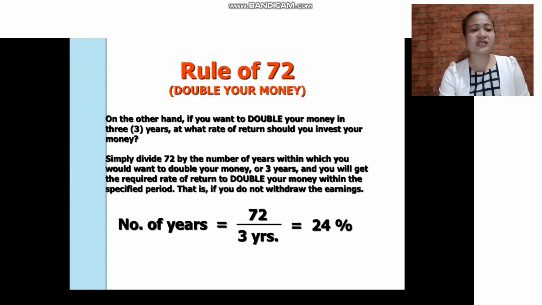Rule of 72. On the other hand, if you want to double your money in 3 years, at what rate of return should you invest your money? Simply divide 72 by the number of years within which you want to double your money, or 3 years, and you will get the required rate of return to double your money. So for example, 72 over 3 years equals 24%.